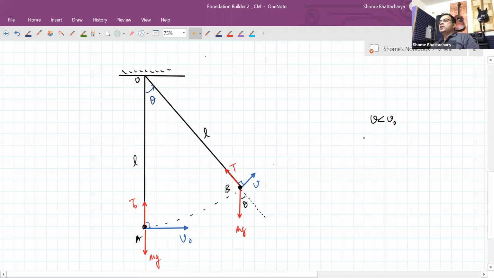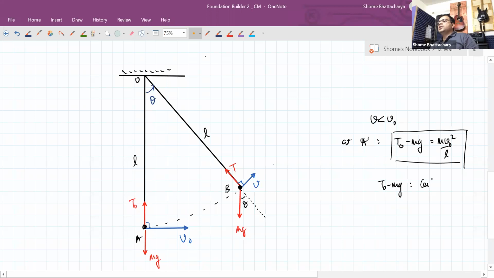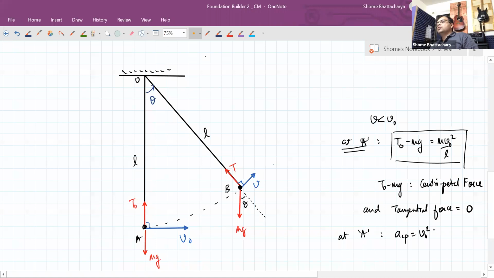So if you look at the free body diagram at the point A, what is happening is T naught minus mg should be equal to mv naught square by L. That means T naught minus mg is the centripetal force. It's the force pointing towards the center. And tangential force is equal to 0. So therefore, at this point A, the centripetal acceleration is v naught square by L, but the tangential acceleration is 0 because tangential force is 0.